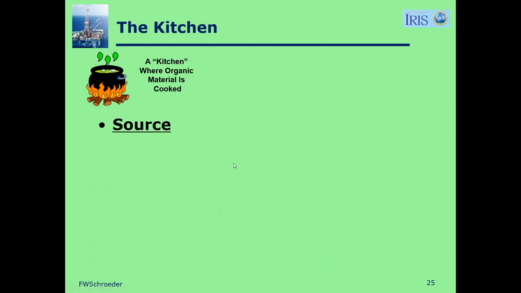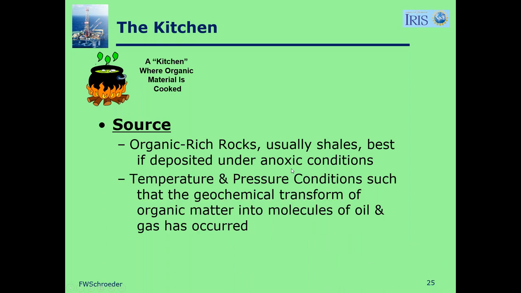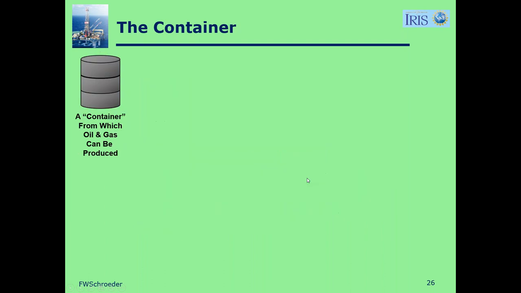So for the kitchen, the source rocks, we need organic rich rocks. Usually the best source rocks are in shales, and the best shales are deposited under low oxygen conditions, in anoxic environments, so that the oxygen doesn't oxidize all the organic material. We also need the right temperature and pressure conditions such that the geochemical processes to transform the organic matter into molecules of oil and gas have occurred.